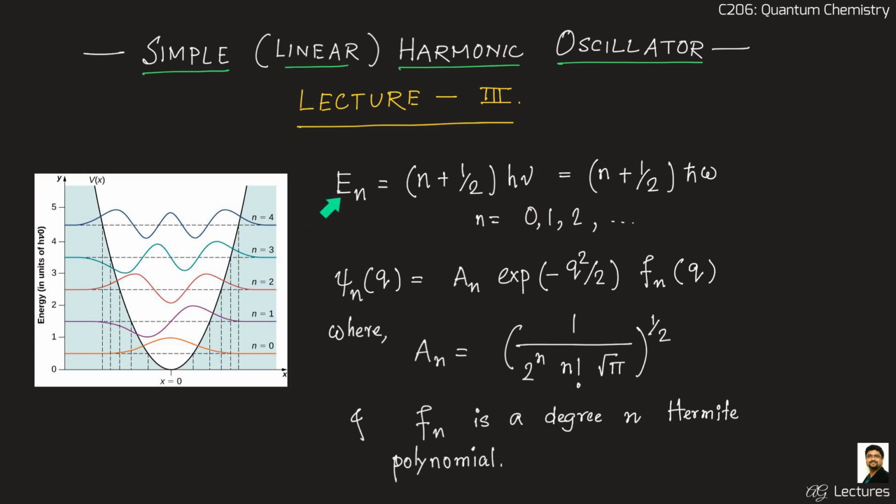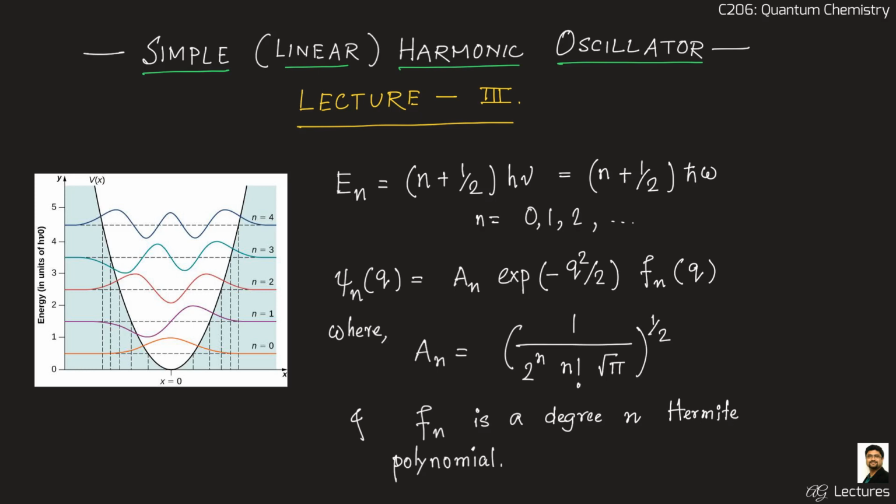We have got the energy spectrum given by (n plus half) h nu. Nu is the frequency of oscillation. We can also write it in terms of h cross omega. n goes from 0, 1, 2 up to infinity. There is no limit on how many energy levels you can have. The reason there is no limit is the potential that goes from 0 all the way to infinity as either x or q, and we know that q and x are related.